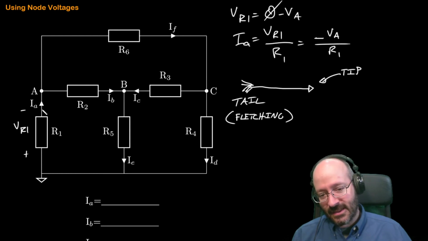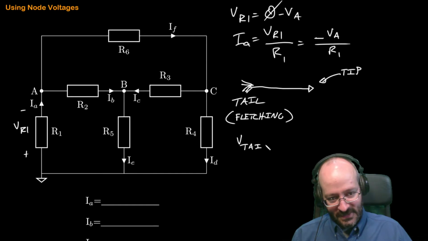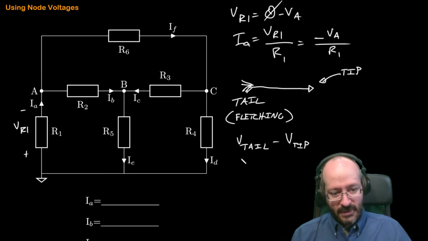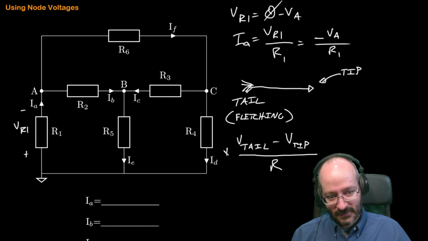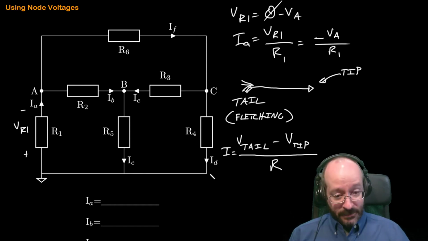So I'm looking at the arrow for IA going up. And I'm going to say, what's the voltage at the tail of the arrow minus the voltage at the tip of the arrow for the current. And that's going to be over whatever the resistance is. Once again, we get a voltage over a resistance. It's going to give us a current. So I will say that over and over again.